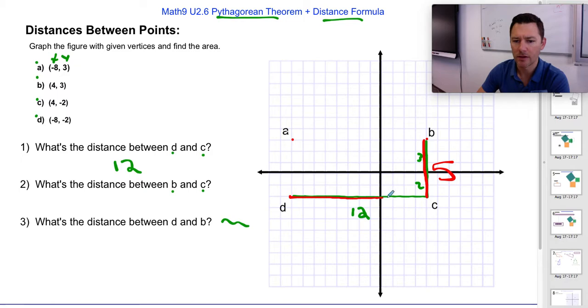And same thing here. This was, let's do this in a little bit different color. This was at negative 8. So from negative 8 to the axis, that's 8 units. And this point C was at positive 4, so it's 8 and then 4 more units. And so that's where we get our 12.